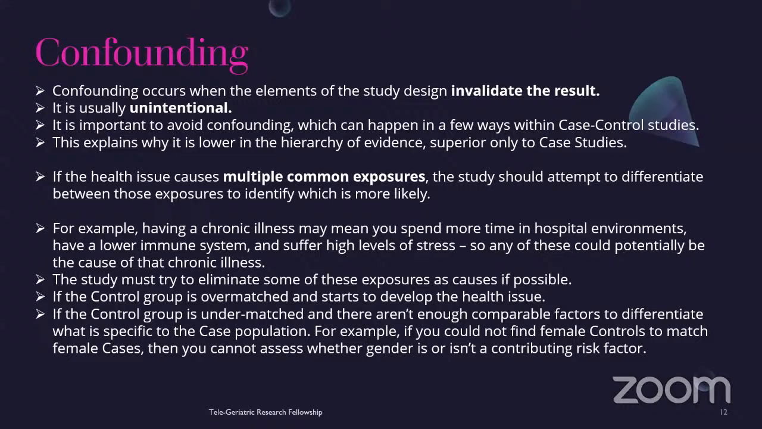If the control group is overmatched and starts to develop the health issues, that can be another confounding. If the control group is undermatched and there aren't enough comparable factors to differentiate what is specific to this particular case population. For example, if you could not find a female control to match the female cases, then you cannot assess whether gender is or isn't a contributing risk factor. So this is about confounding.